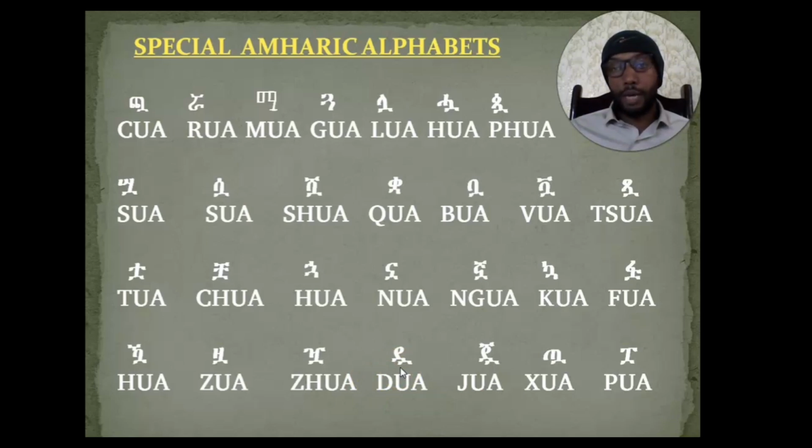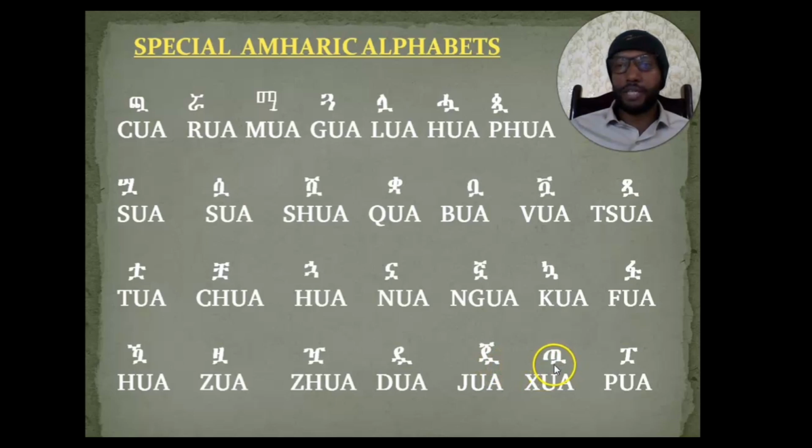This special Amharic alphabet Dwa comes from the basic Amharic alphabet Da. We have said that there is a basic Amharic alphabet called Da. So this Dwa comes from Da. And this special Amharic alphabet is called Dwa. The next one is Jwa. This special Amharic alphabet is called Jwa, and it came from the basic Amharic alphabet called Ja.